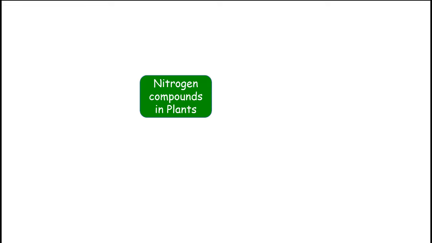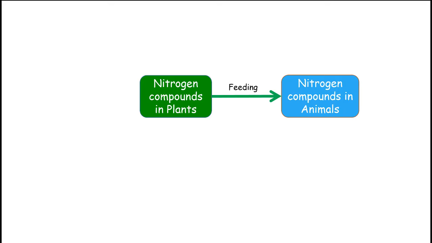Now let's start off with a typical nitrogen cycle. So if we start off here, nitrogen compounds in the plants. Now, the nitrogen compounds found in plants might be amino acids or proteins. What happens is the animals feed on them, and in this process, whatever the compounds were in plants, the animals will eat them, digest them, and make their own nitrogen compounds. So this time, the nitrogen compounds found in animals are going to be amino acids and proteins as well.